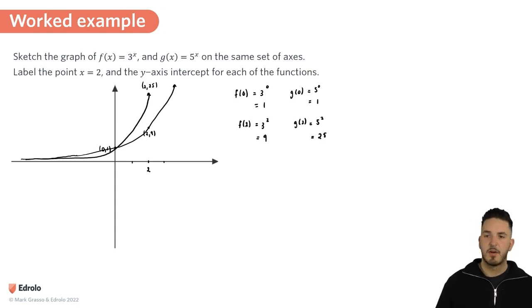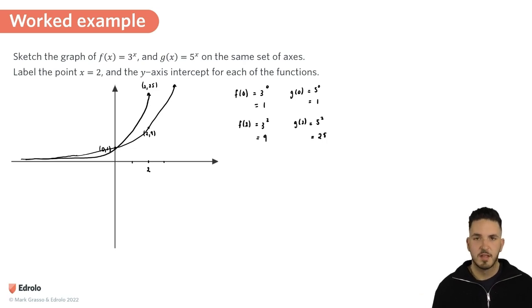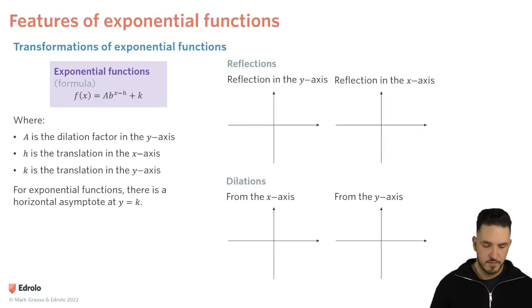So you can see we're growing at a lot faster rate in g of x as compared to f of x. So even though they technically both have the same y-intercept and they would have the same asymptote, they actually grow differently. So although it's growing, that factor does affect the steepness of your graph, if you like. So for exponential functions, there is a horizontal asymptote at y equals k. So this means that the vertical translations for exponential functions are really important because they tell you where this asymptote is. So reflections, dilations, and translations, we're going to first start with reflection.